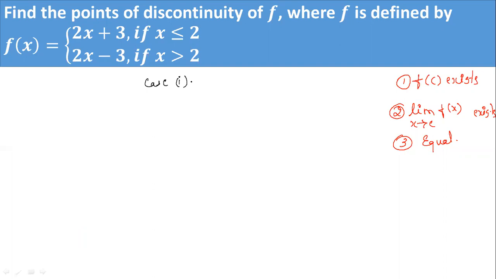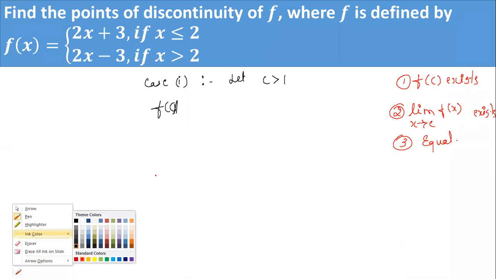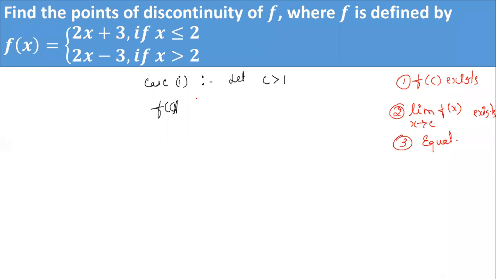So case 1 is, let c be a random real number which is greater than 2, and definitely c is a finite real number. Okay, so what is f of c, students? Which definition do I have to use? The first one or the second one? C greater than, not greater than 1, it is 2, sorry. So for c greater than 2, which definition do I have to use?